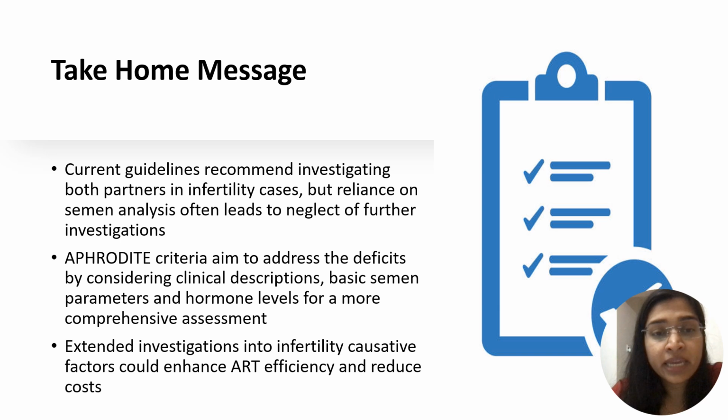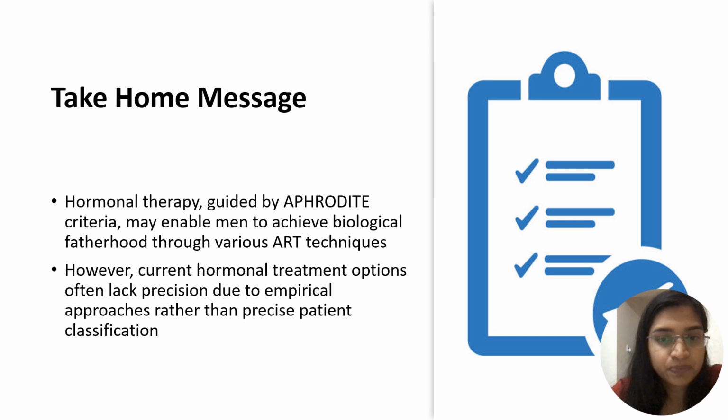The Aphrodite criteria aim to address these deficits by considering clinical parameters, semen analysis parameters and hormonal levels for comprehensive assessment. Extended investigations into infertility causative factors can enhance ART efficiency and reduce costs. Hormonal therapy guided by the Aphrodite criteria may enable men to achieve biological fatherhood through various ART techniques. However, current hormonal treatment options often lack precision due to empirical approaches rather than precise patient classification.